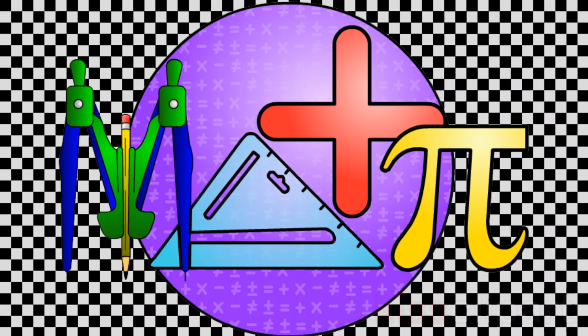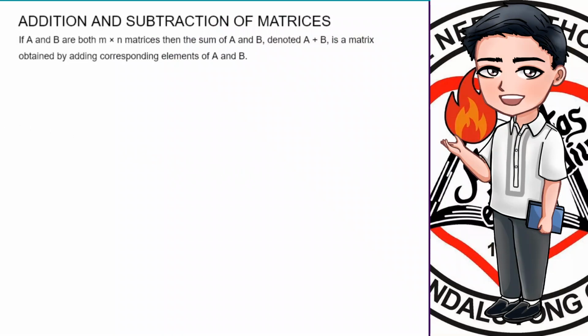So, let us define how we are going to add and subtract two matrices. If A and B are both m by n matrices, the sum of A and B, denoted by A plus B, is a matrix obtained by adding the corresponding elements of matrix A and B.